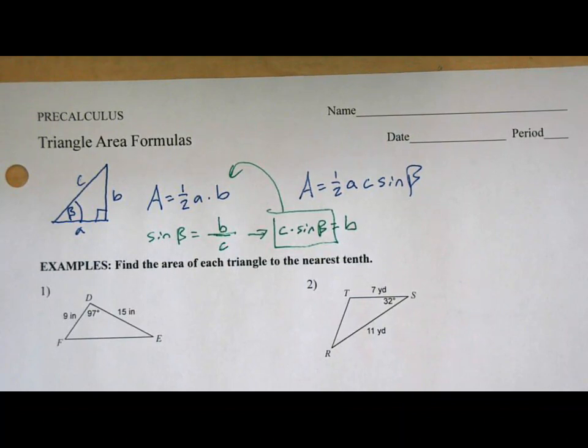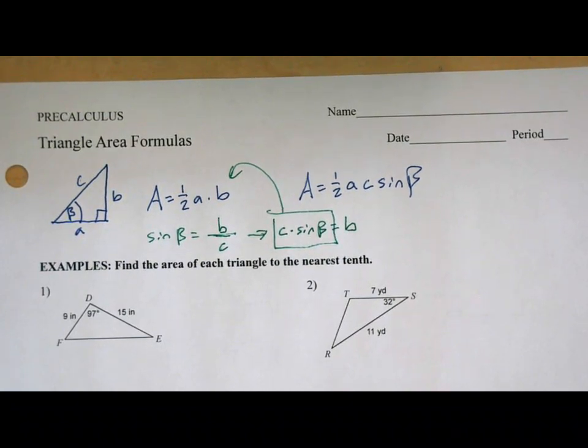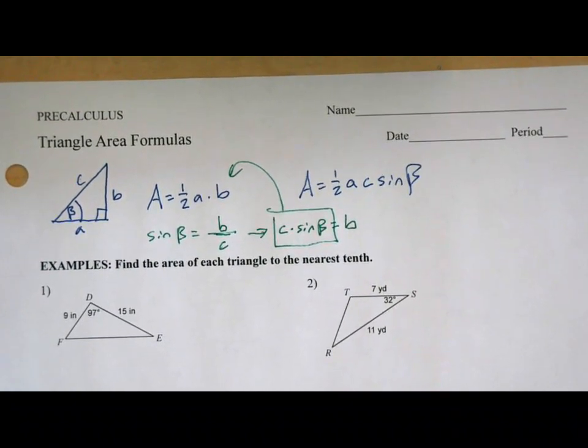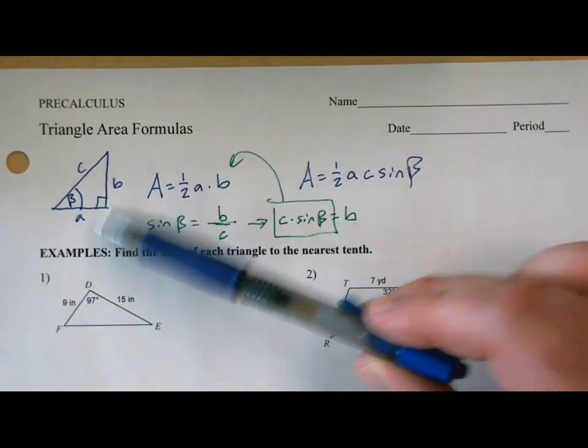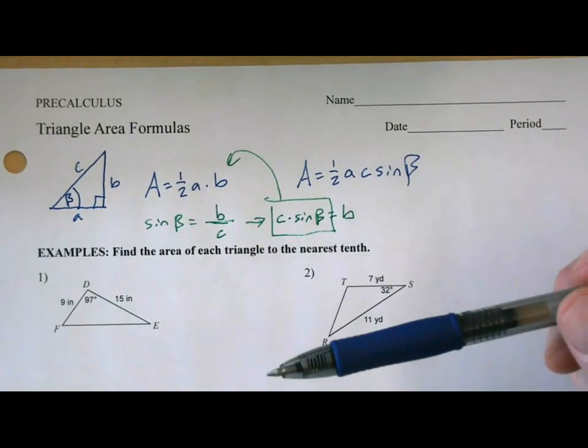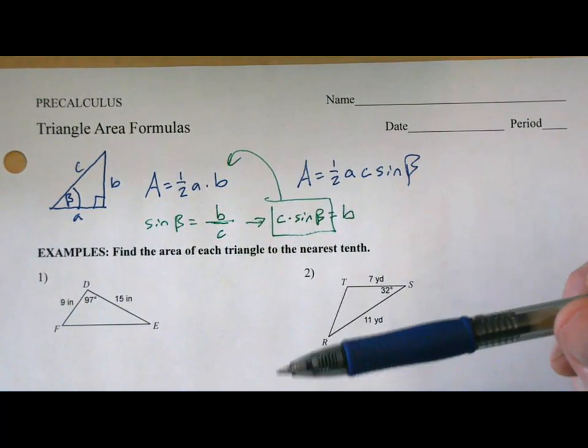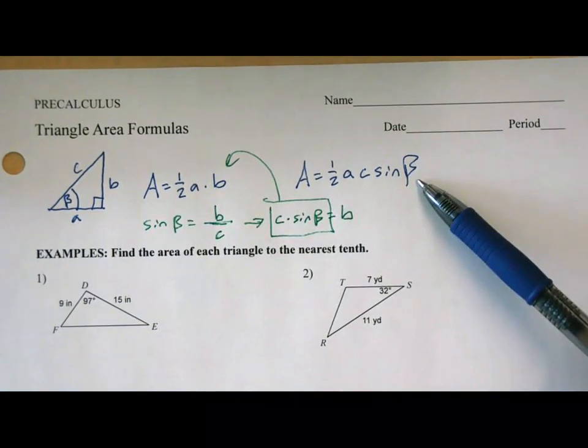So you might be thinking, why would we ever want to use that version? That looks way more complicated than 1/2 times A times B, right? I'm about to show you. You excited to see? 1/2 times A times B is only going to work if you have two sides that are perpendicular to each other. Only ever going to be if you have two sides perpendicular. This will work for any triangle.